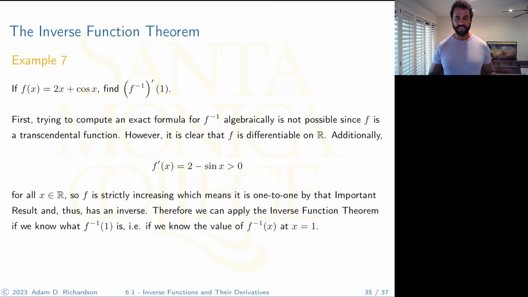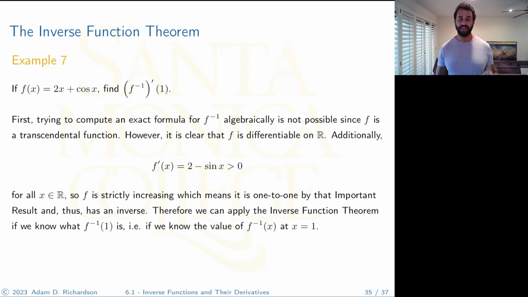Okay, so first thing is this. Trying to compute an exact formula for the inverse is algebraically impossible. So this function here, you cannot algebraically compute an inverse for it. It is not possible to do so. This is one of the reasons the inverse function theorem is so useful, because we can't compute the formula. You literally cannot do it with algebra. And that's because this is a transcendental function here. Cosine is a transcendental function, and therefore f is a transcendental function as well.